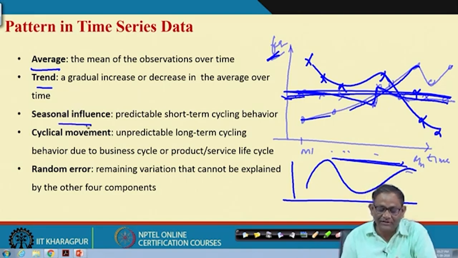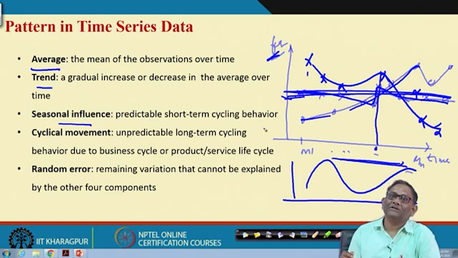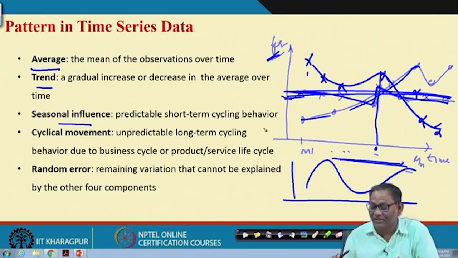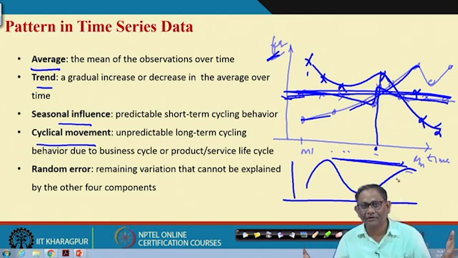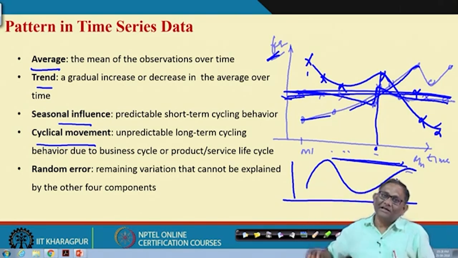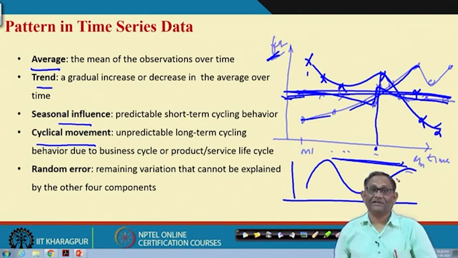There are seasonal influences. For example, suppose this is a 6 month seasonality, maybe like this, then again after 6 months it will happen. Or weekly seasonality or quarterly seasonality may be there. Then cyclic movement means when you consider a long period of time, you may find that some kind of cycle is created. Mostly these are long term cyclic behavior which we observe in the business cycle.